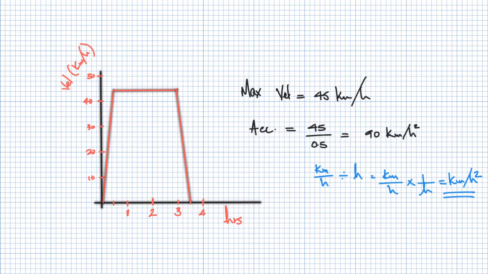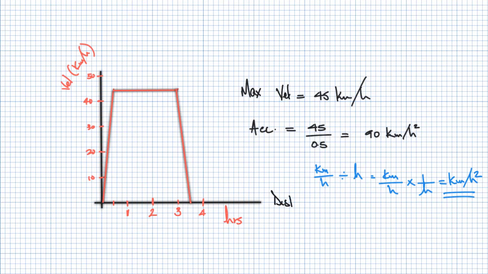Anyway, let's carry on. The next thing is to calculate the deceleration at the end of the journey. You know that the deceleration would be the same as the acceleration, because it took half an hour to decelerate. So it'll be the same as that. The only difference is that it's going to be negative. So I wouldn't really worry too much about calculating that. Let's move on to find the total distance traveled.